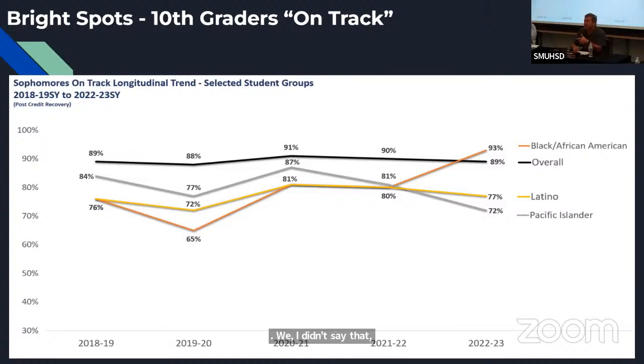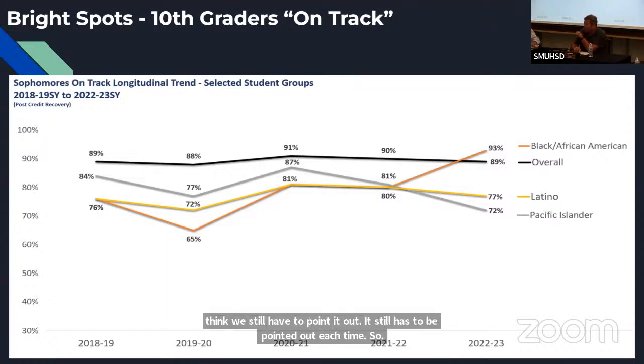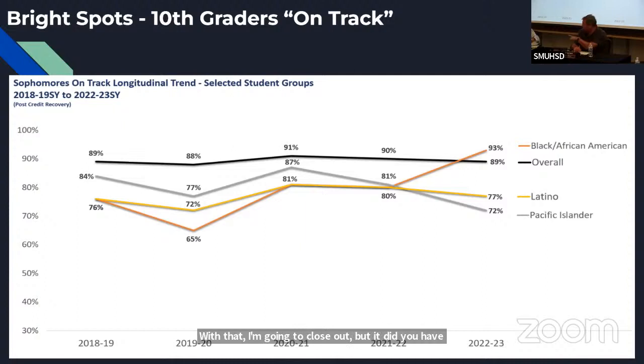So it is something that I think we need to concern ourselves with. And part of our breakfast was to talk about disrupting that and talking about changing that. So I think we're on the right track. I think it's good to point it out. I think we still have to point it out. It still has to be pointed out each time. So with that, I'm going to close out, but did you have something to say or you were good? Okay. Did you? Yeah, Trustee Jacobson.